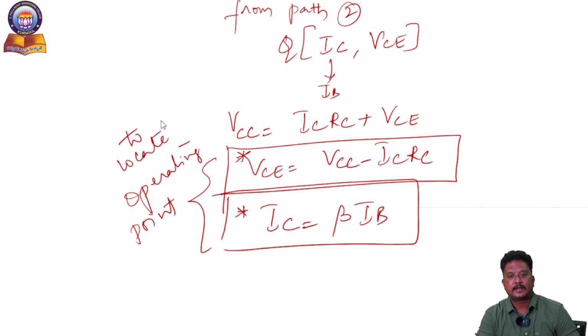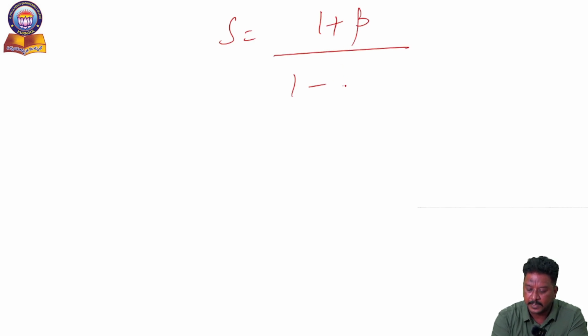So finally, I have located the DC load line as well as the operating point for the fixed bias circuit. Now we have to find out the stability factor, whether this circuit is useful in a practical scenario or not. Already we know from the basic definition of stability factor, S is equal to 1 plus beta by 1 minus beta into change of base current with respect to collector current.